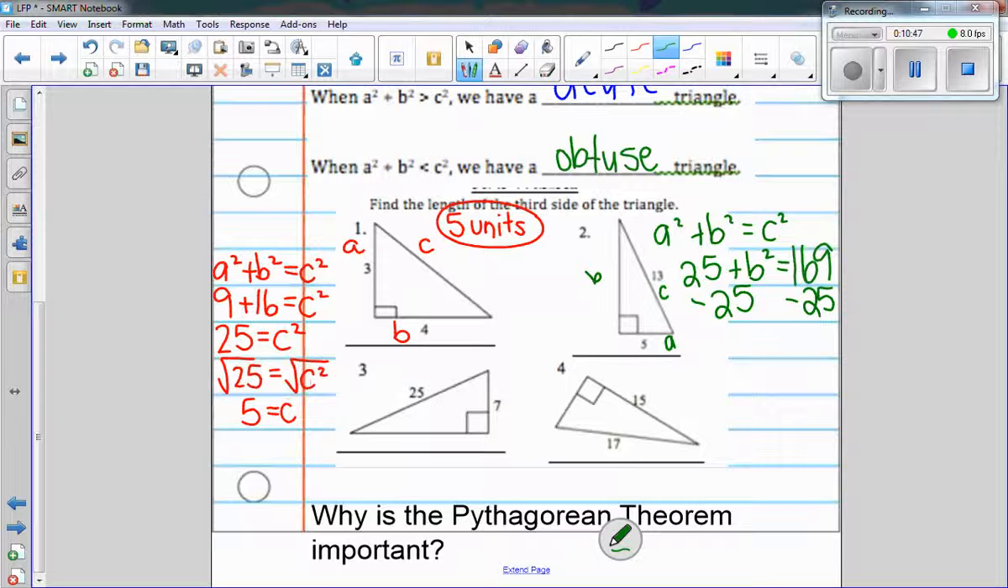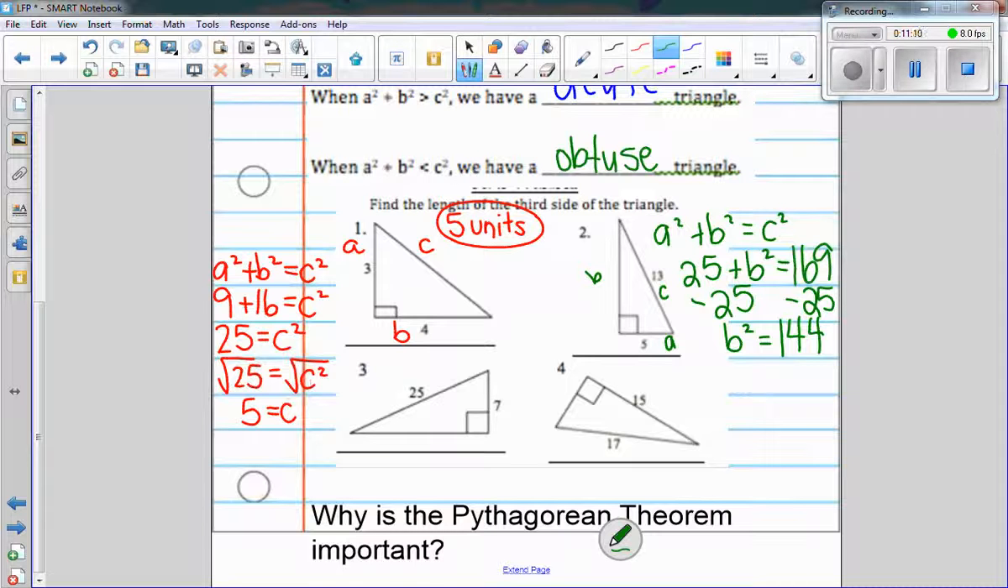Okay. So if we have 25 and we take away 25, we have b squared. That's all that's left on that side. We have 169 and we took away 25. What would we have, Ellie? 144. Okay. Now remember that we're trying to find b. We don't want b squared. We just want b.